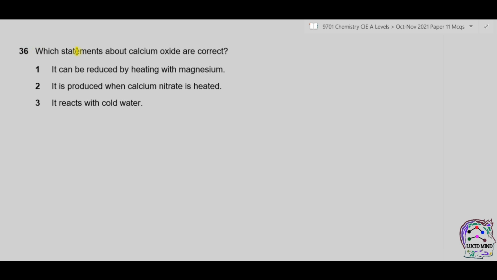Question 36. Which statements about calcium oxide are correct? Number 1. It can be reduced by heating with magnesium. Now magnesium is more reactive than calcium, so therefore this reaction cannot occur. This is incorrect.